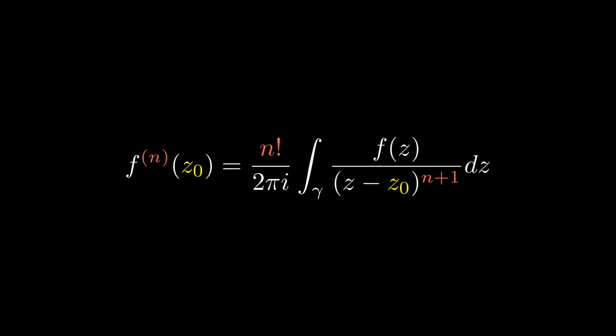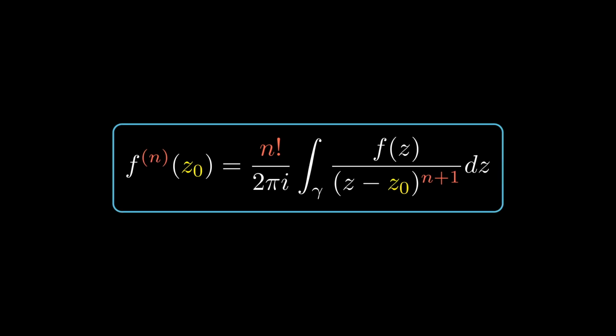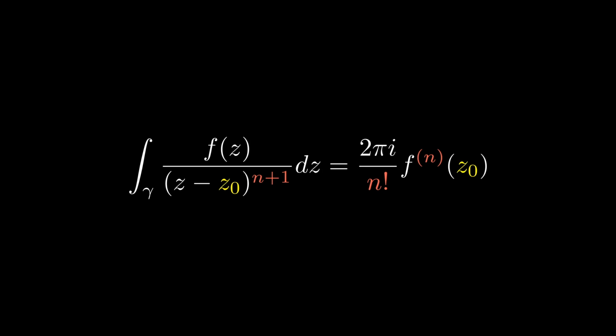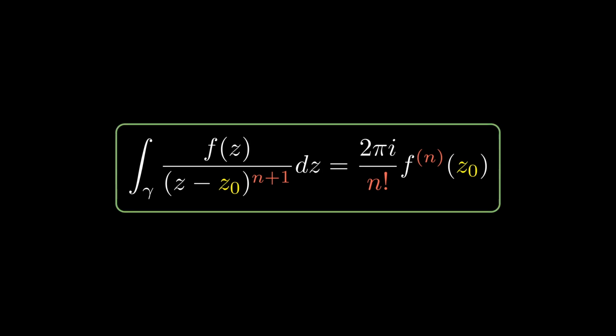In particular, the generalized version of the Cauchy formula tells us that the nth derivative of f evaluated at z0 is equal to n factorial divided by 2 pi i times the integral along a contour gamma that encloses the point z0 of f of z divided by z minus z0 to the power n plus 1. After isolating the integral, which is usually what we do to solve the exercise, we get that the integral along this closed loop of f of z divided by z minus z0 to the power n plus 1 is equal to 2 pi i over n factorial times the nth derivative of f at z0. So let's see the power of this formula in action in a couple of exercises.